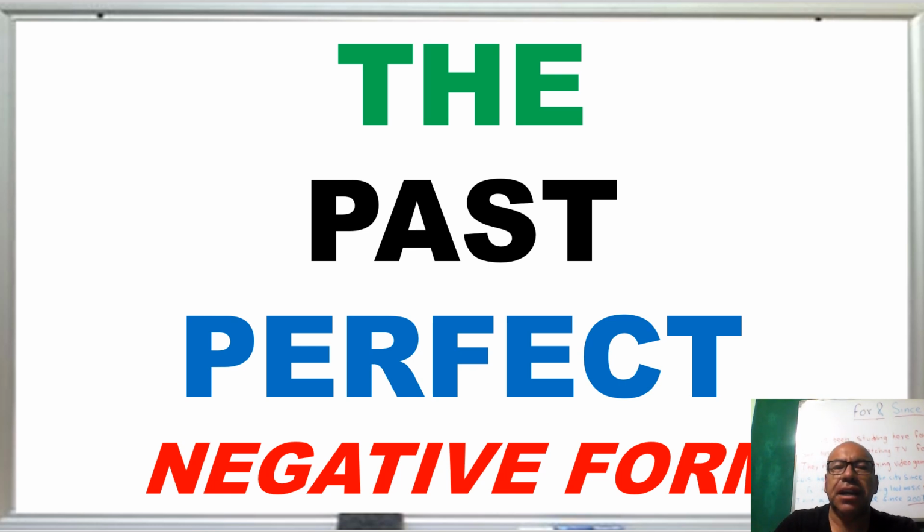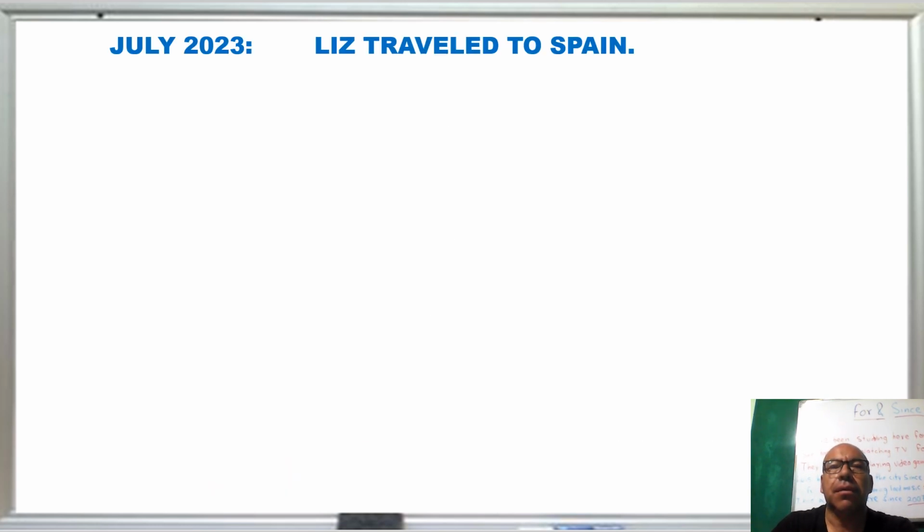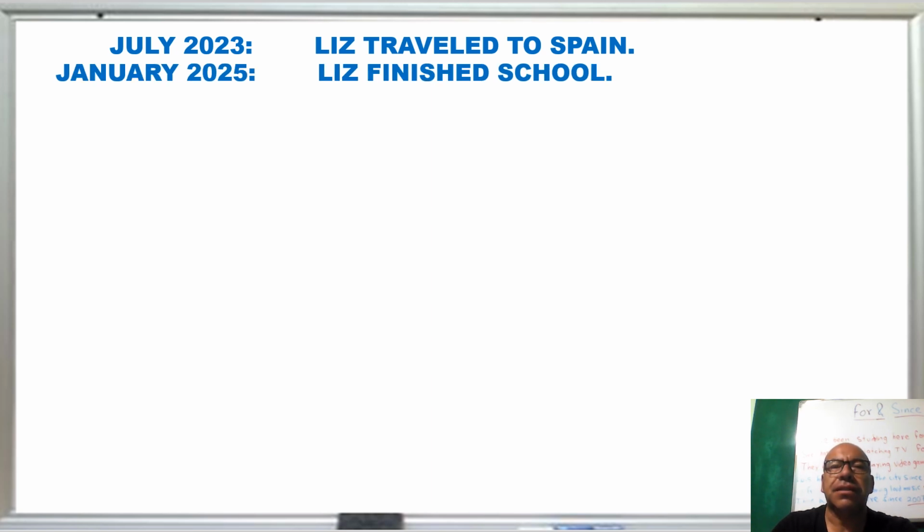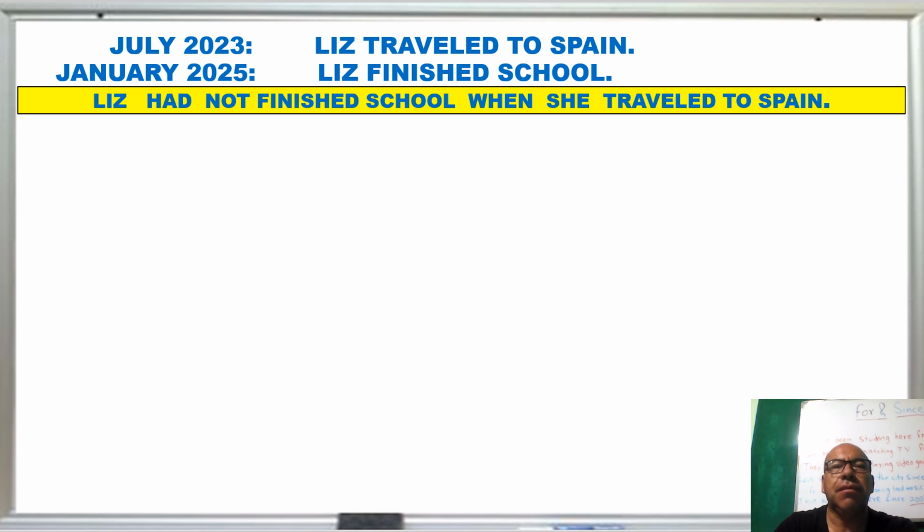As perfect negative form. We have the examples here for two things that happened in different times, in different moments. So we have here, she had not finished school when she traveled to Spain. Liz had not finished school when she traveled to Spain. Okay, we can use had not or we can use hadn't.